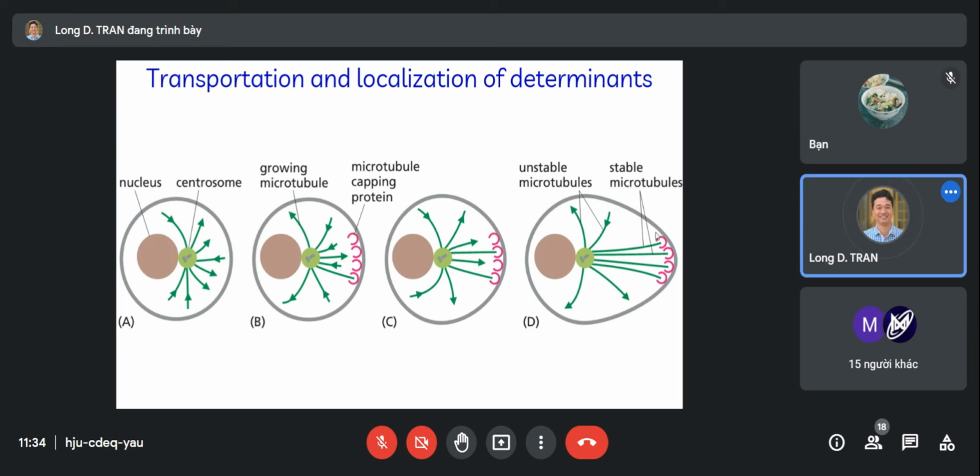You have not, right? So later you will study developmental biology, in which the establishment of the embryo axis, like the anterior, posterior, dorsal, ventral axis, is dependent heavily on microtubule, on determinants that are transported by microtubule.